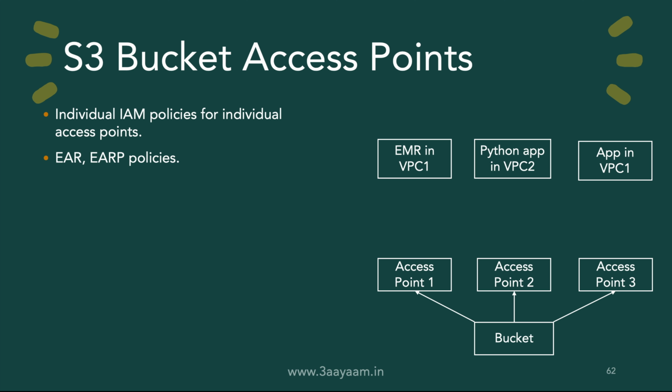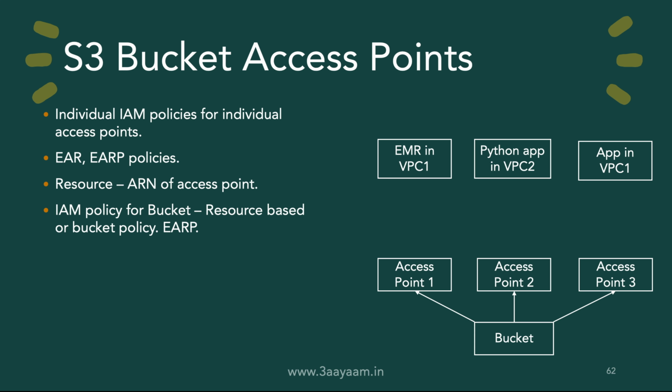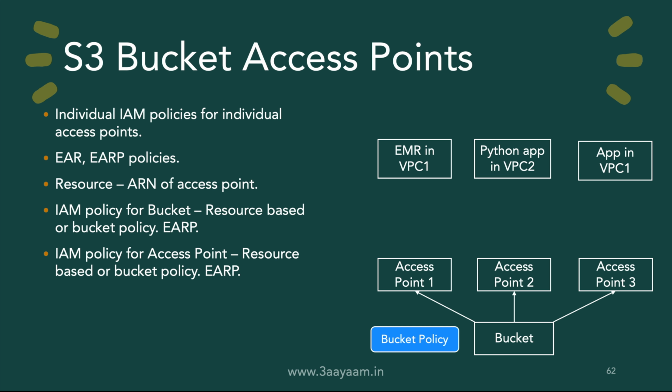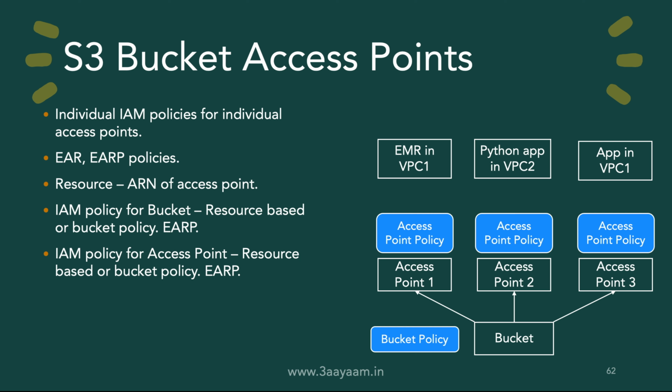And we can use either identity based or resource based policies, and in the resource of the policy, we mention the ARN of the access point. The policy for the bucket has to be a resource based policy only, or bucket policy only. And this is the bucket policy, and here I'll have to mention the syntax: the effect, action, resource, and principal. And then I'll have to create a policy for access points also, and that would also be a resource based policy. And these are the access point policies.